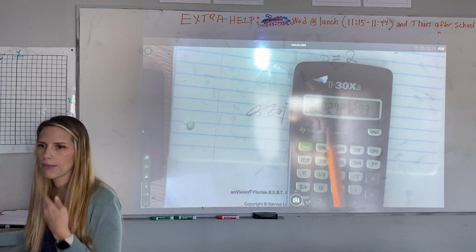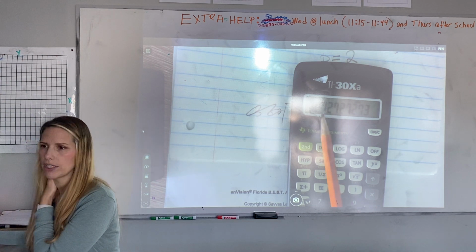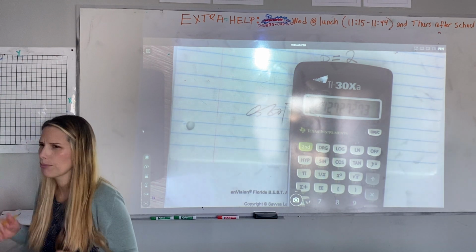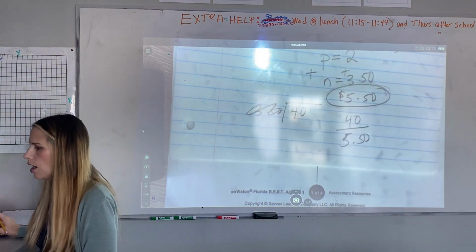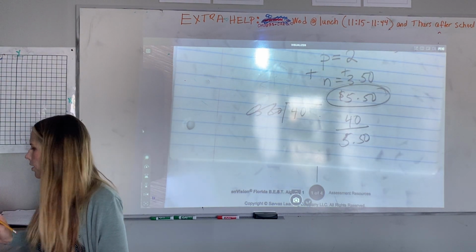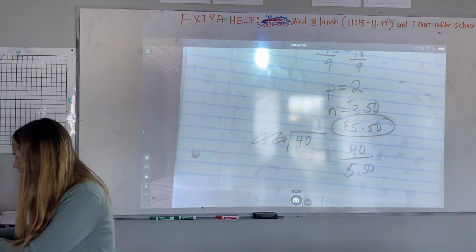But it says, what's the maximum? So can she buy 7 or 8? 7. She only has enough to buy 7 because she can't buy a third of an item, right? So 7 of each. That's it, guys. We'll continue tomorrow. Please make sure you are completing whatever you did not complete today.